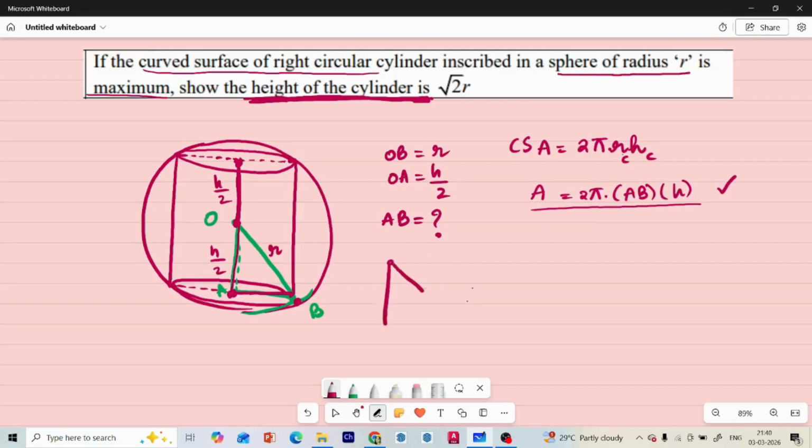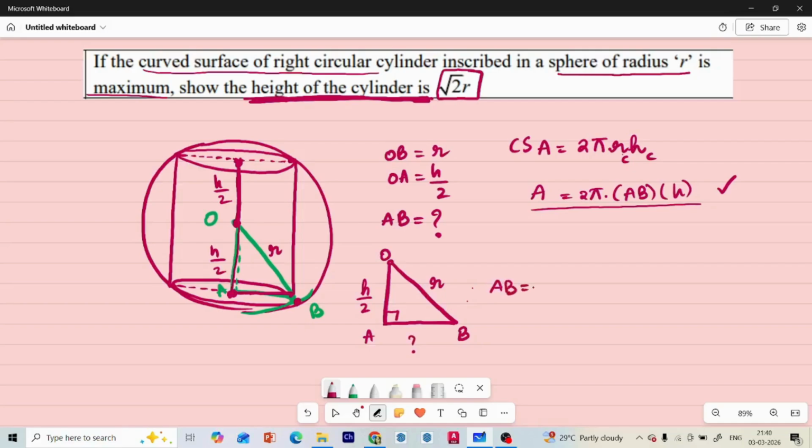సో for that let us first take this triangle. What is a triangle? OAB, in which I know OB is R, because in question they have given you have to find out h in terms of r kabatti OB is R, OA is h/2, and so obviously Pythagoras theorem tho AB etla find out cheyochu?